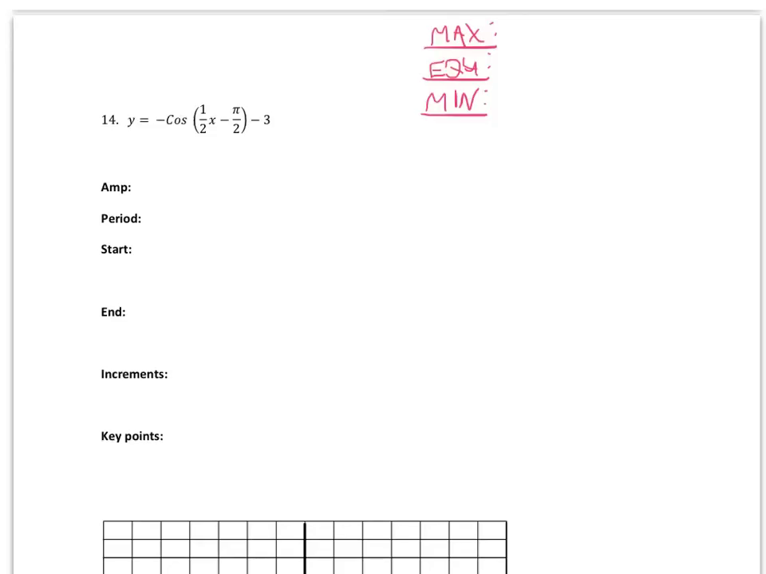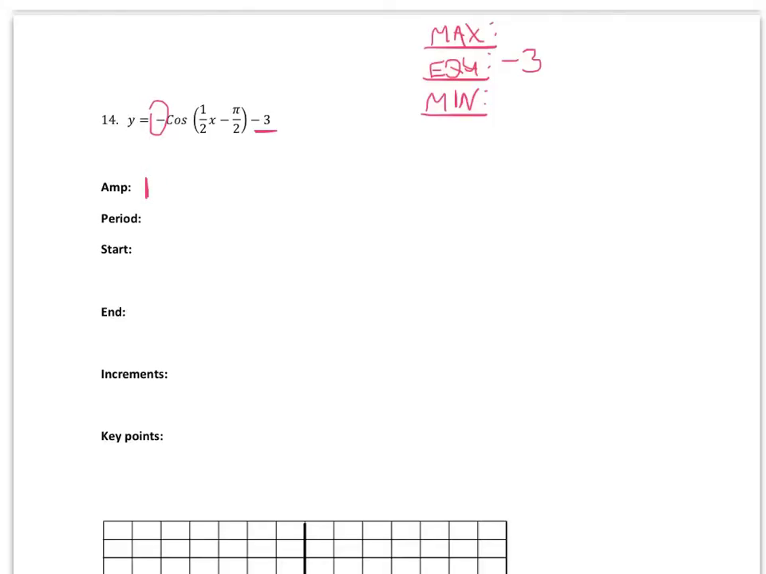In this case, this -3 is a vertical shift, so that tells me that's going to be the point that's exactly in the middle of the cosine wave. That's our equilibrium of -3. Now, to get the max and the min, I have to use the amplitude. The amplitude here, and I always take the absolute value of this, is -1, so I take the absolute value of it.